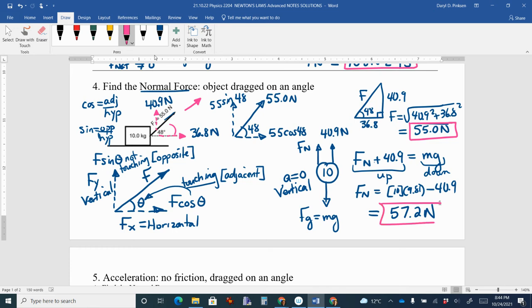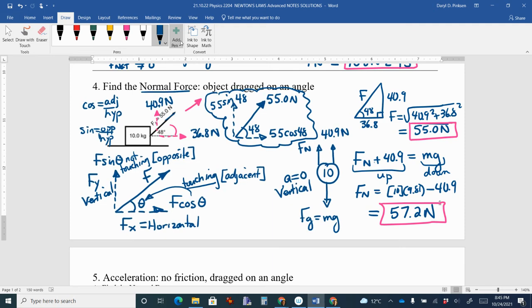But you know, the main thing to remember from this problem is how we broke down the components. When you have your force on an angle multiplied by the cosine of that angle, it will give you the horizontal component. Multiply by the sine of that angle, and it will give you the vertical component. It works every time. You never have to think about it.